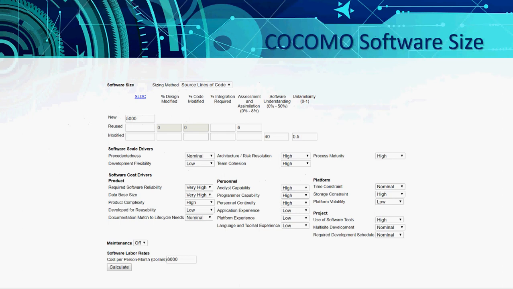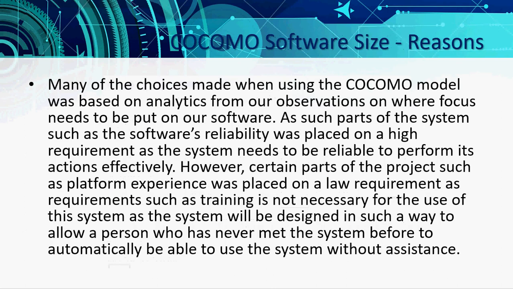Under the COCOMO software size, we have found that for certain parts, the required software reliability was rated as very high, whereas the platform experience was seen as very low. This was due to the way that we have designed the system. Many of the choices made when using the COCOMO model were based on analytics from our observations and where focus needs to be put on our software. As such, parts of the system, such as the software's reliability, were placed at a high requirement as the system needs to be reliable to perform its actions effectively.